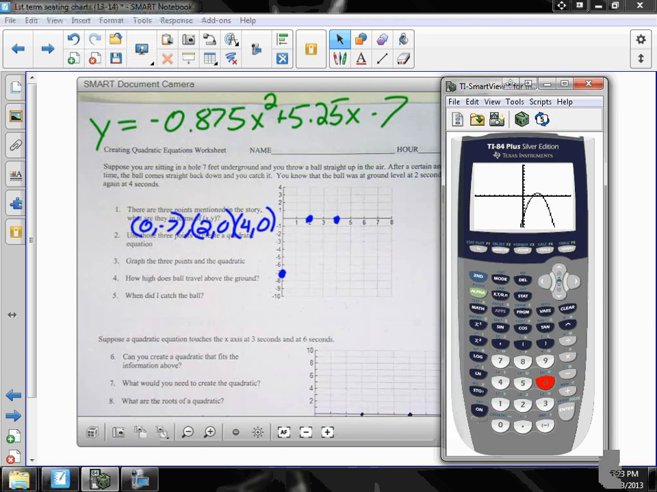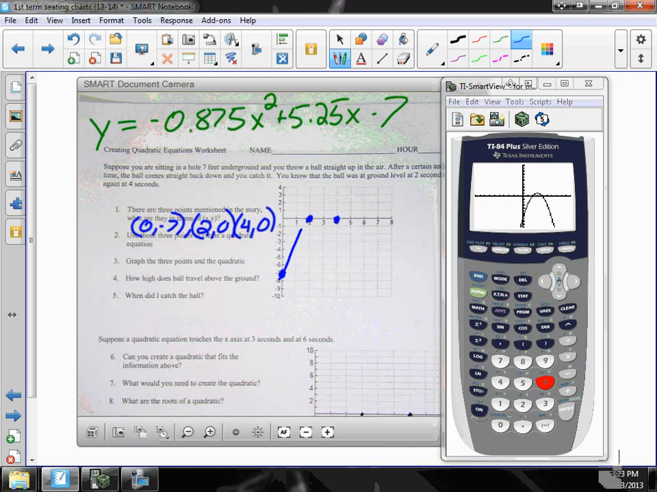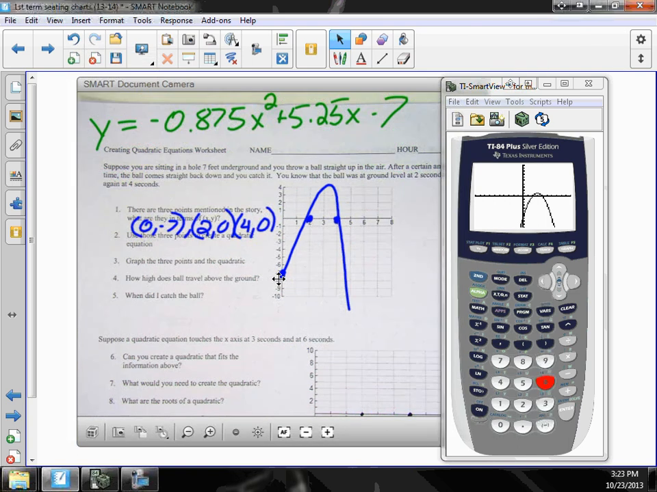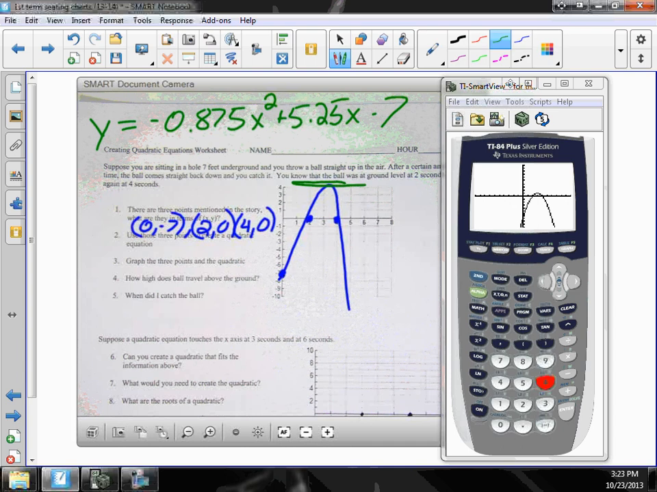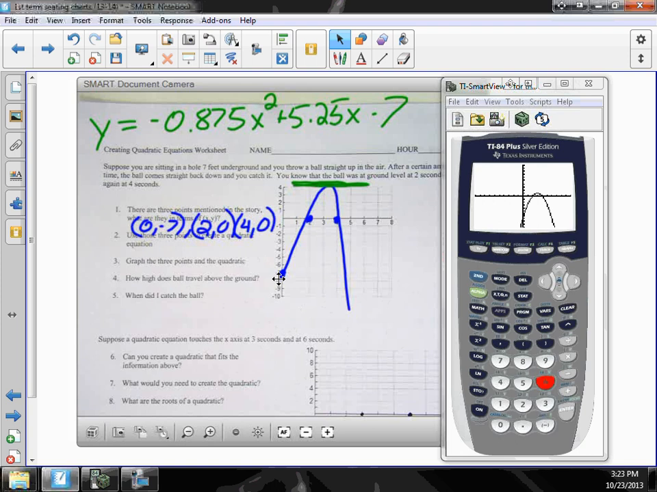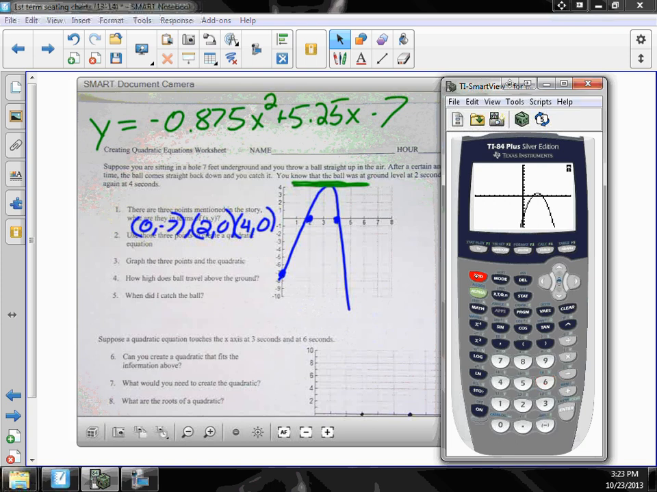So now we need to graph the 3 points in the quadratic. So the quadratic looks like this. Number 4 says, how high did the ball travel above the ground? So I want to know, what is the maximum? What's the maximum value? So I'm going to push Second, Calc again. Number 4 is maximum. It looks like it occurs at x equals 3.